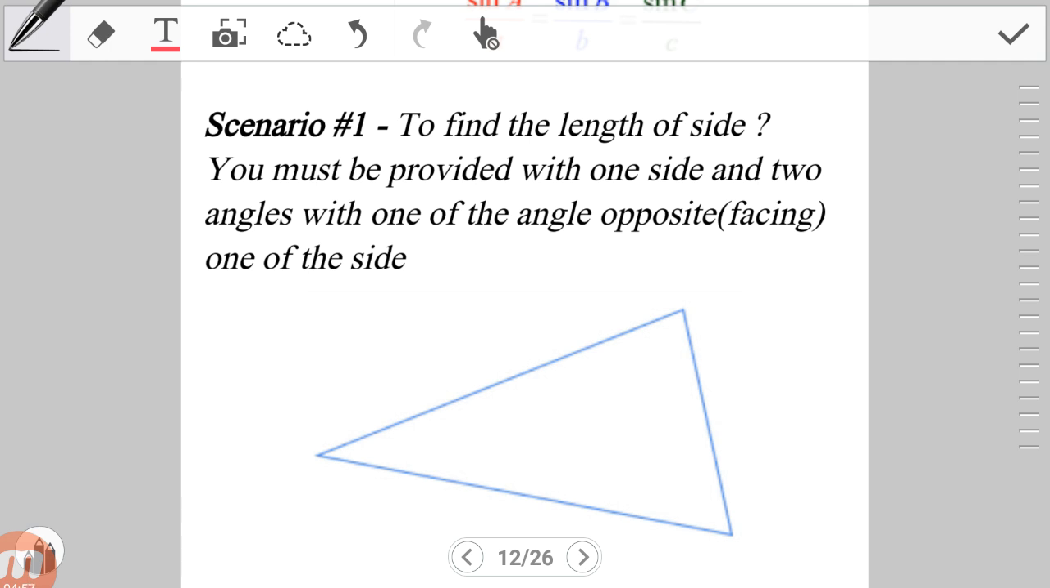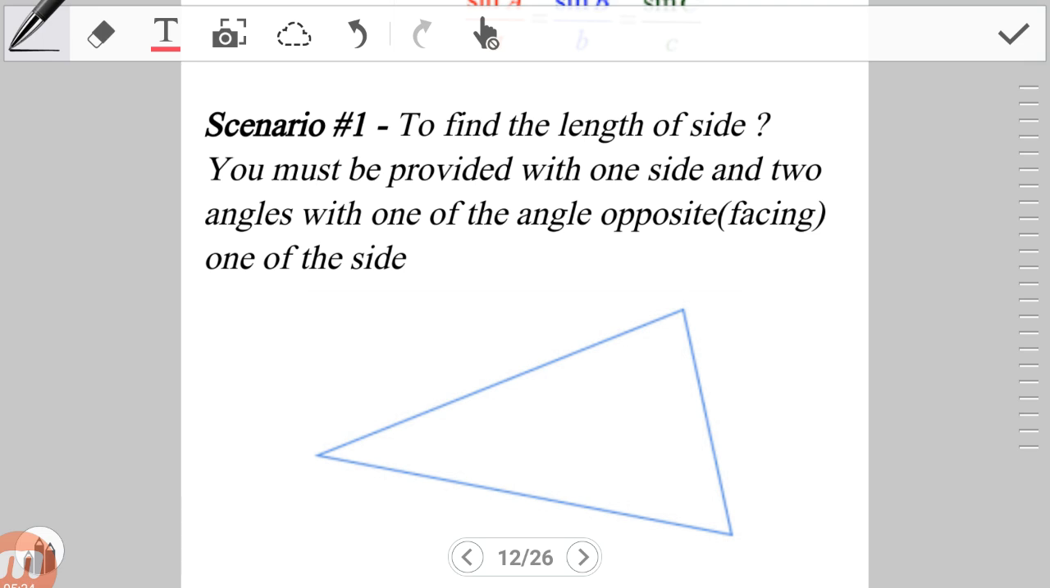The first scenario states that, in order for us to find the length of a side, what is it that must be given to us? According to the information here, you must be provided with one side and two angles. Does that mean I can give you any side and any two angles? Not necessarily. You must be provided with one side and two angles, but one of the angles must be opposite, or facing, one of the sides.